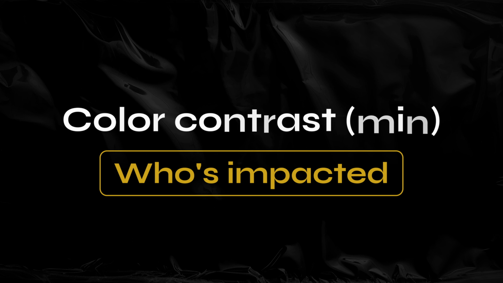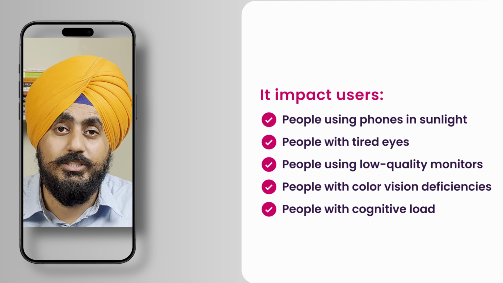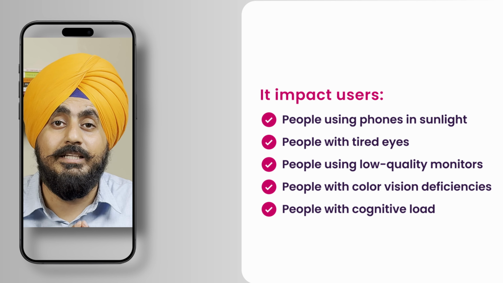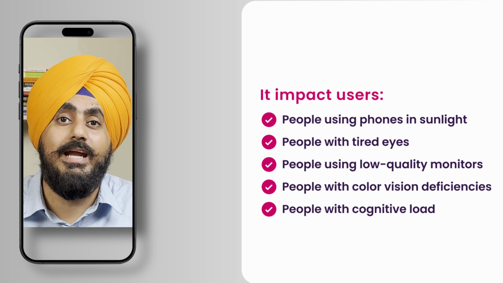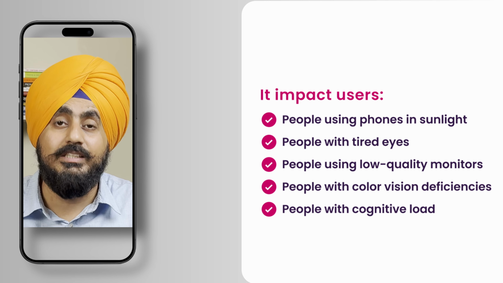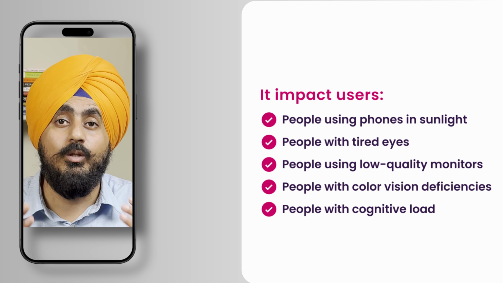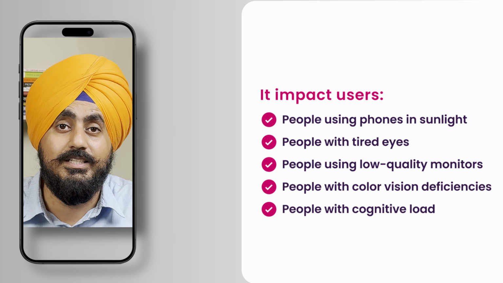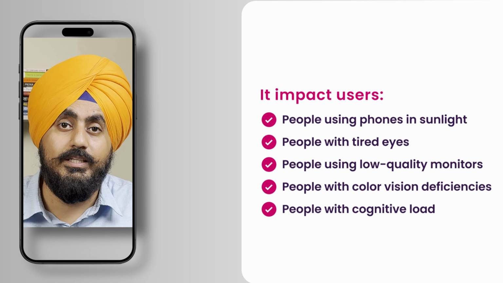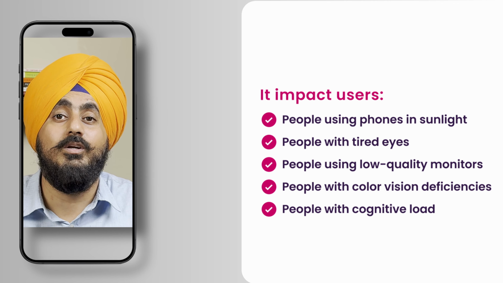And who does this impact? Yes, people with low vision, but not only them. It impacts older adults, people using phones in bright sunlight, people with tired eyes, people using low quality monitors, people with color vision deficiencies, and people with cognitive load. So this is not a niche accessibility rule. This is about basic readability.